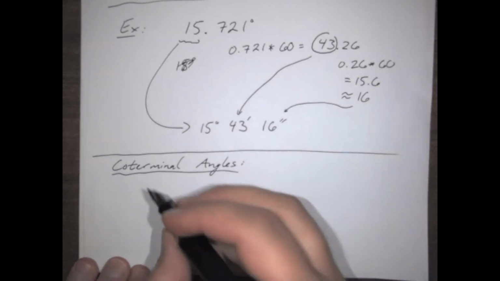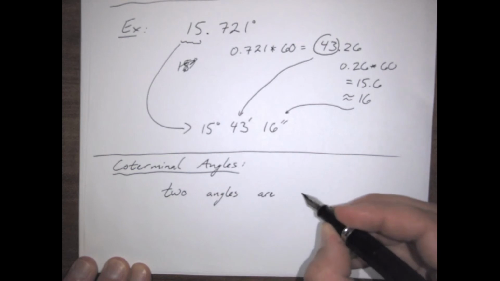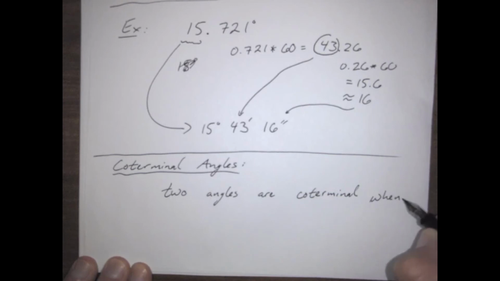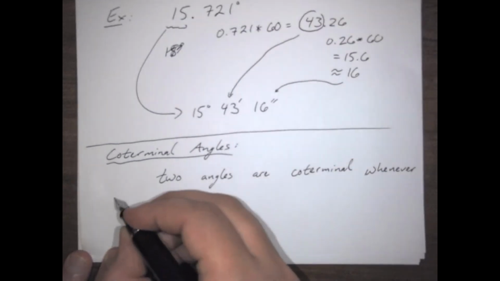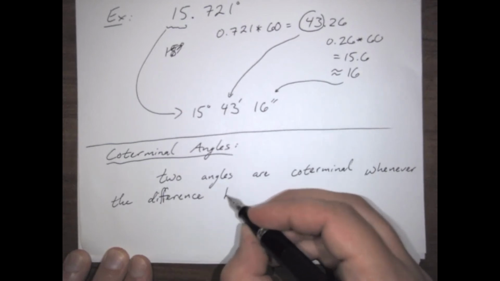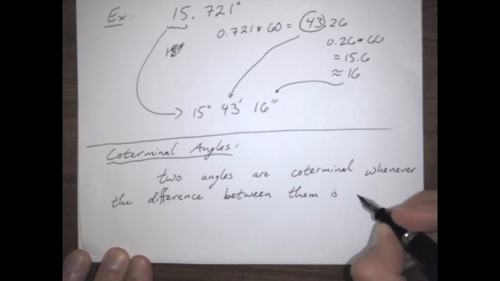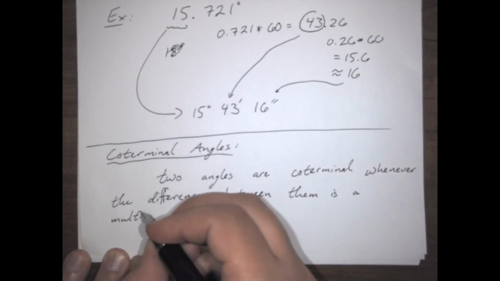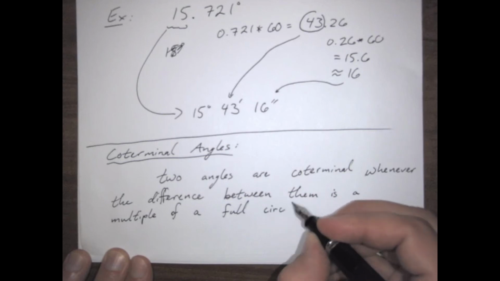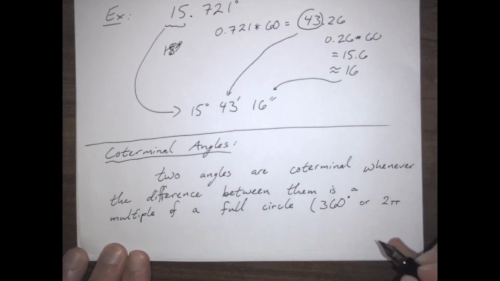So what that means is two angles are coterminal whenever the difference between them is a multiple of a full circle. So 360 degrees or 2 pi radians.